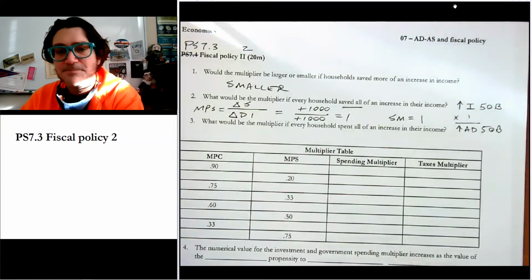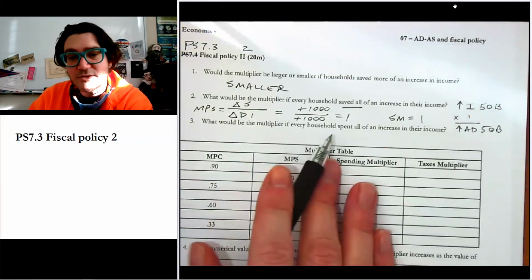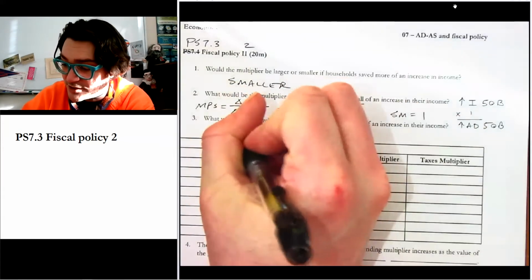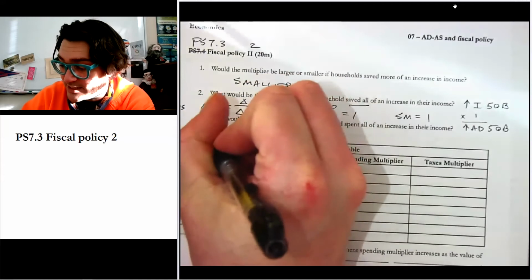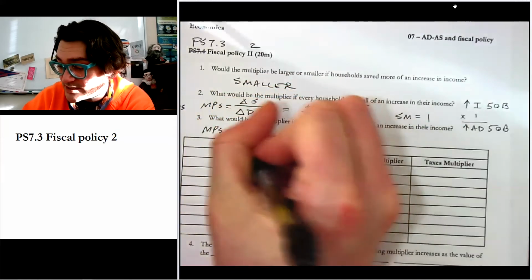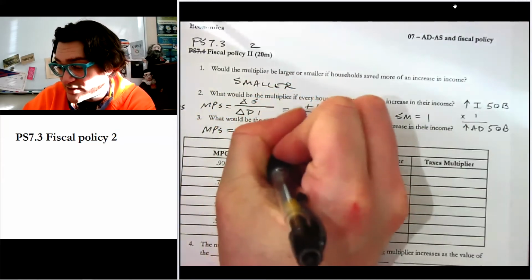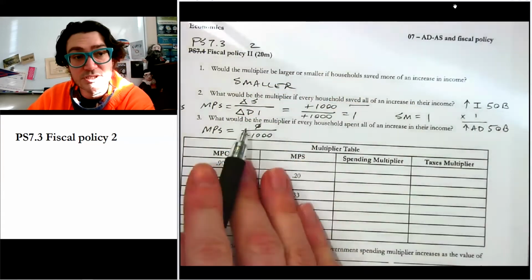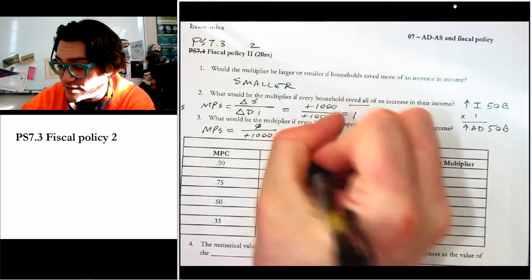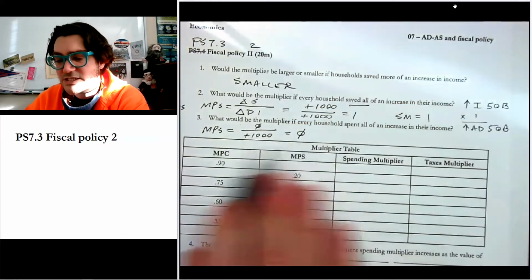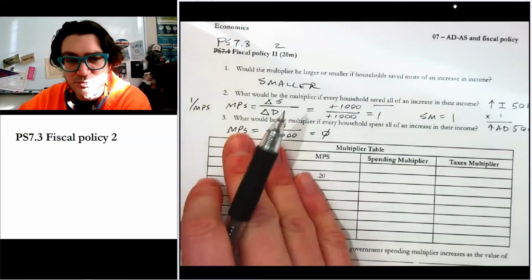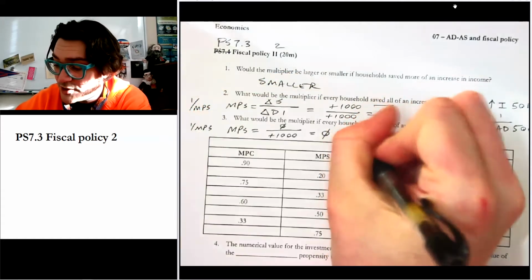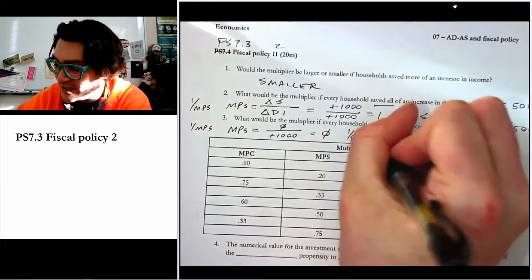and we don't get this multiplying effect. What would be the multiplier if every household spent all of an increase in their income? Well, let's kind of rerun our numbers here. And let's say MPS, instead, they had their $1,000 increase and they had 0 here, so 0 divided by 1,000 is equal to 0. And now this is going to make a weird number for us. We know the spending multiplier is 1 over MPS. So if we said 1 over 0, well, you can't divide by 0, so it's undefined.